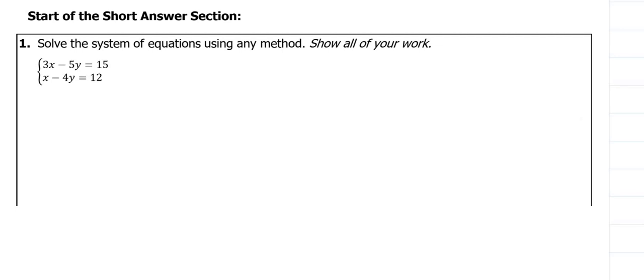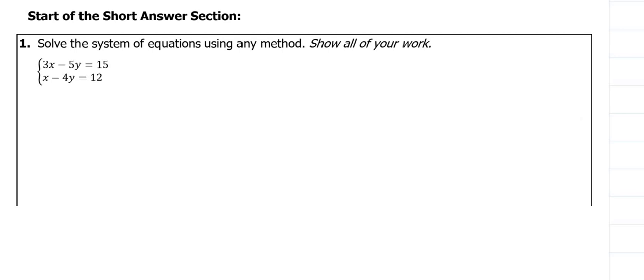So let's get started. Solve the system of equations using any method. Show all of your work. So we've looked at some other problems with systems of equations, and we've talked about 3 different methods: graphing, substitution, and elimination. Usually we don't use graphing, especially if we don't have a graph around. So substitution and elimination are our 2 favorite methods to do this algebraically. I'm going to walk through both with this problem, just so that you get more practice.